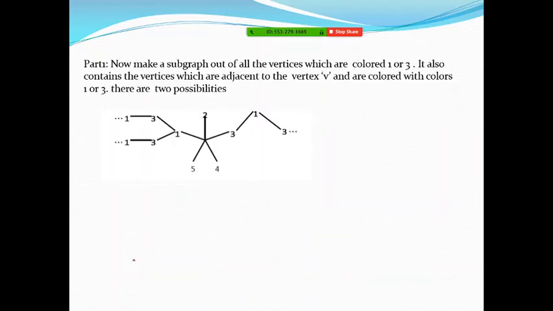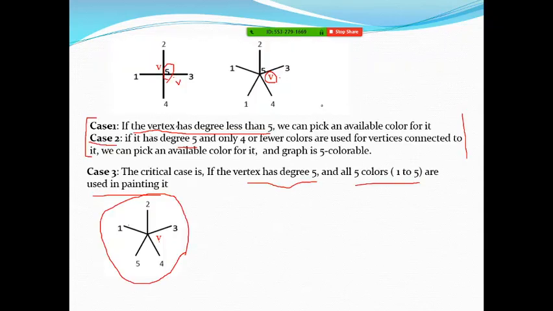Now this part 1 says, make a subgraph out of all the vertices which are colored 1 and 3. Actually there is one graph G for which we are going to prove this result. This graph contains k plus 1 vertices, and out of those k plus 1 vertices, k vertices are assigned 5 colors 1, 2, 3, 4, 5. The only problem is this vertex V.